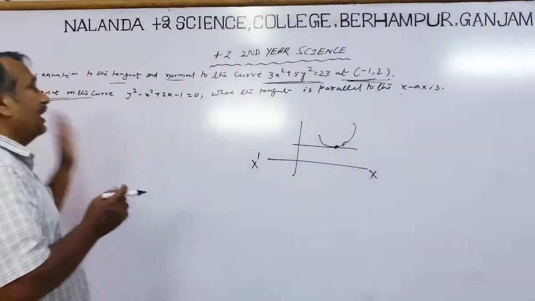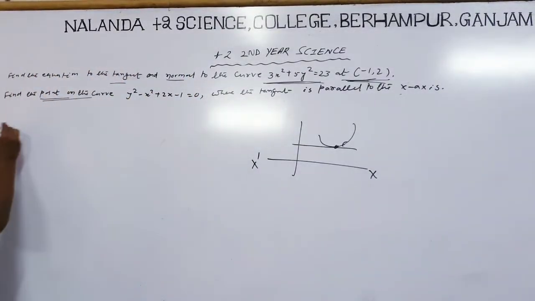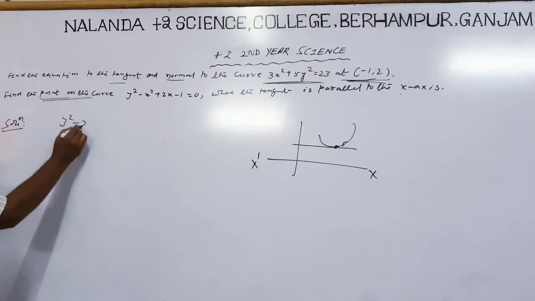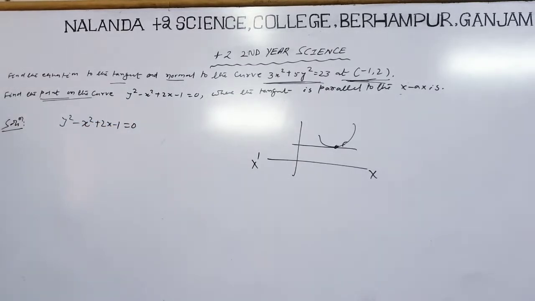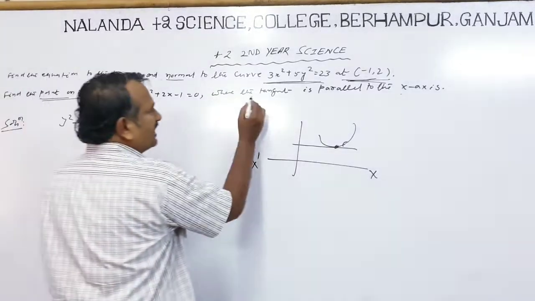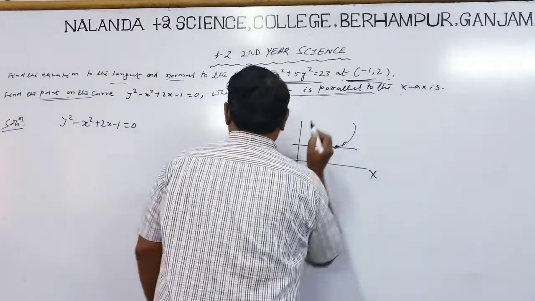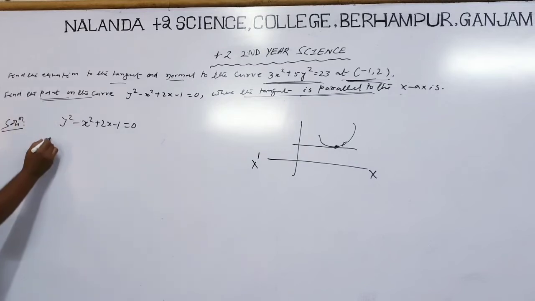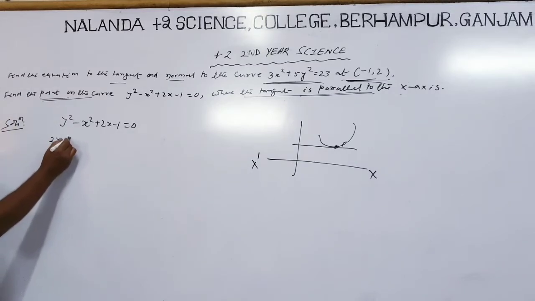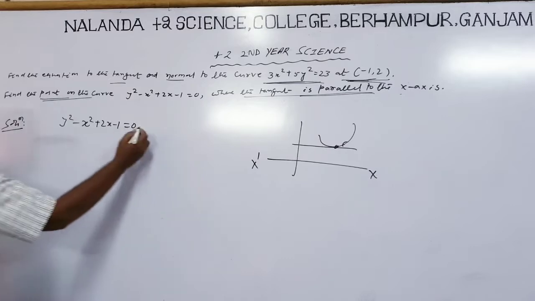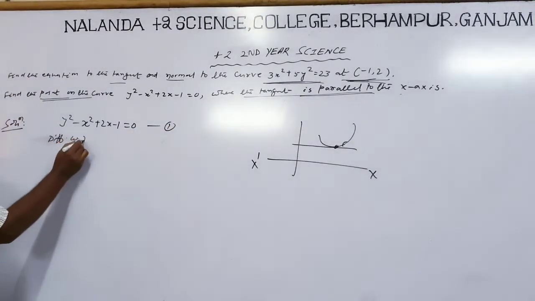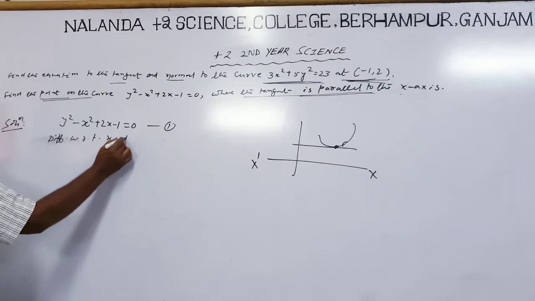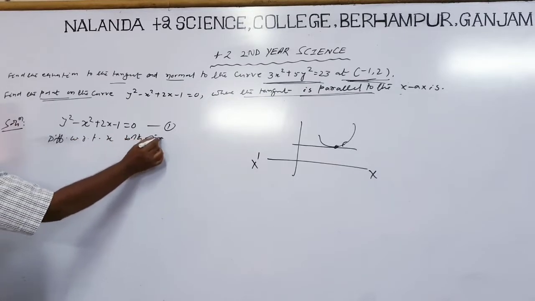Now here the curve is given. Solution: y square minus x square plus 2x minus 1 equal to 0. This is the given curve, and the condition is that the tangent is parallel to the x-axis. What is the slope? This is equation number 1. Now differentiating with respect to x, both sides.